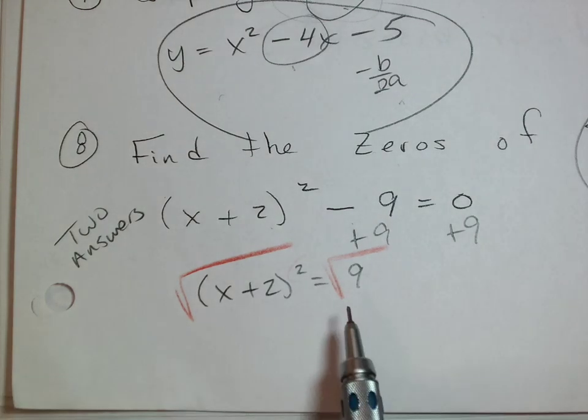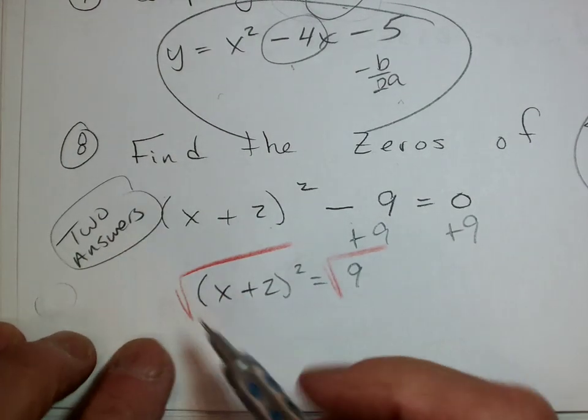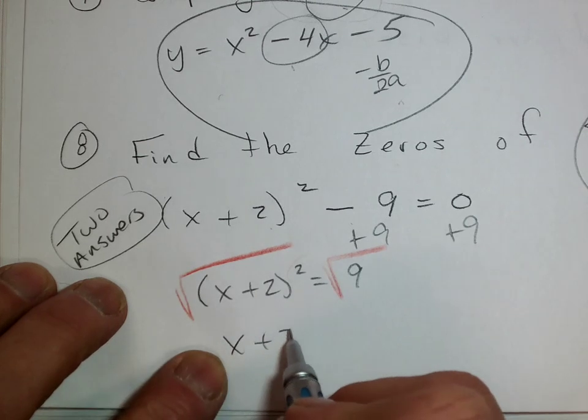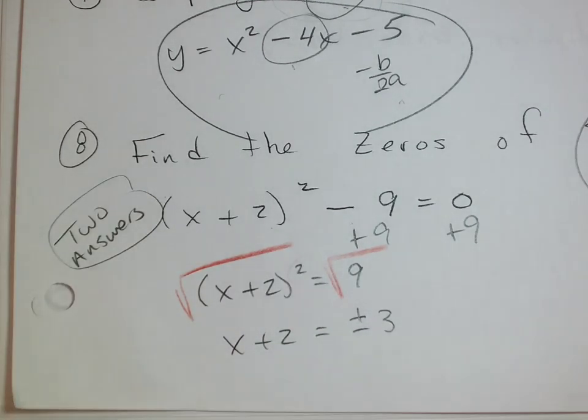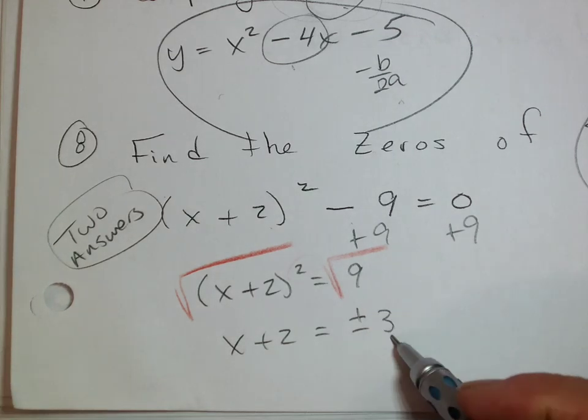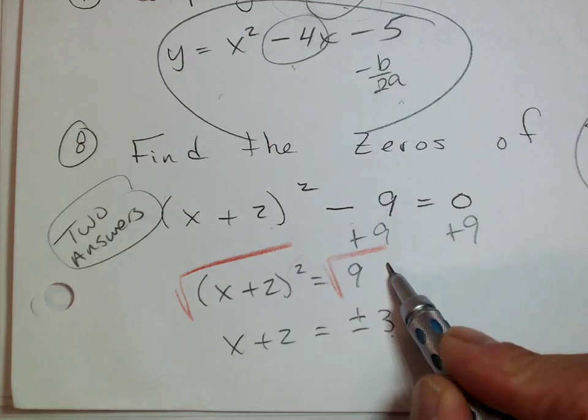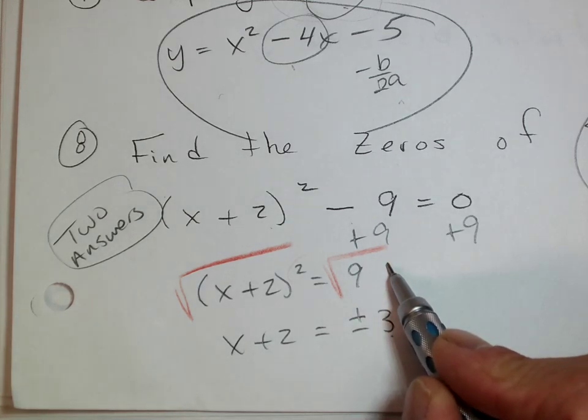This is where it gets a little tricky, but we need 2 answers, right? We need 2 answers, so I'm going to say x plus 2 equals plus or minus 3. Now why plus or minus 3? Well, listen. 3 times 3 is 9, right? 3 times 3 is 9, but negative 3 times negative 3 is also 9. That's why you get both answers, right?